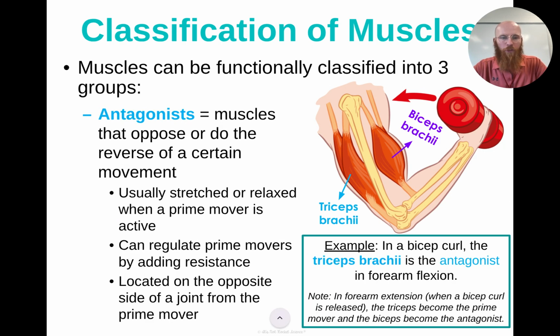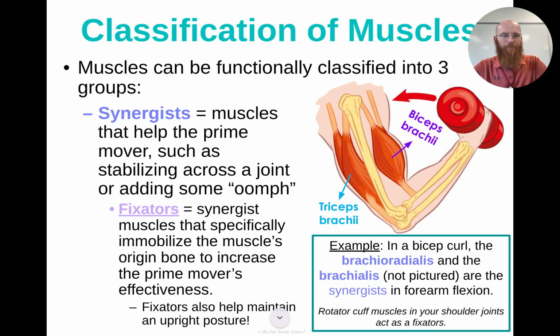I also do want to really quickly note, at the bottom here, it says remember, for forearm extension, when the bicep curl is basically releasing and we're returning down and the elbow is extending, this would then make the triceps muscle the prime mover and the biceps muscle becomes the antagonist, right? So it's slowing that movement or resisting that downward movement from elbow flexion.